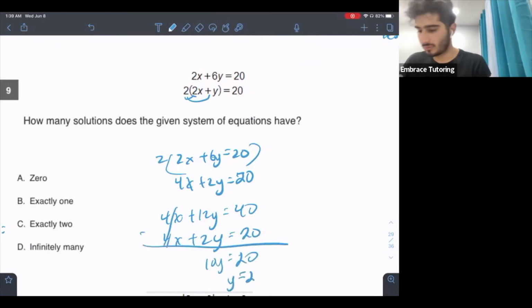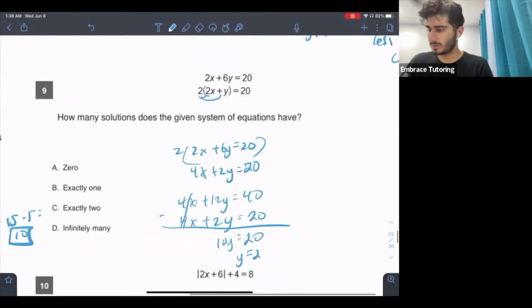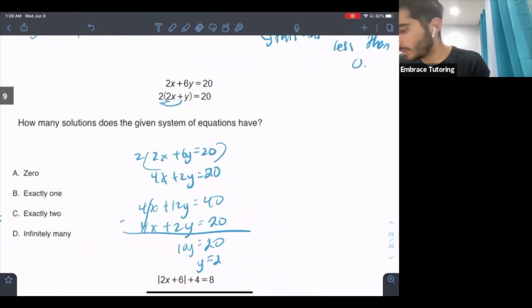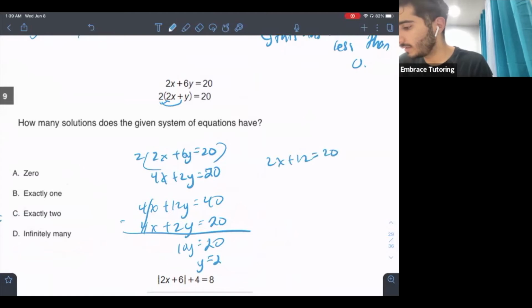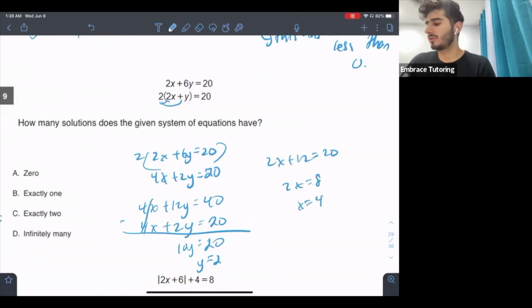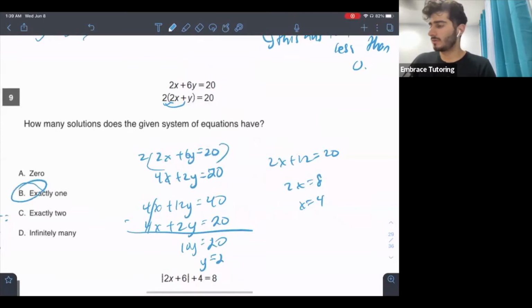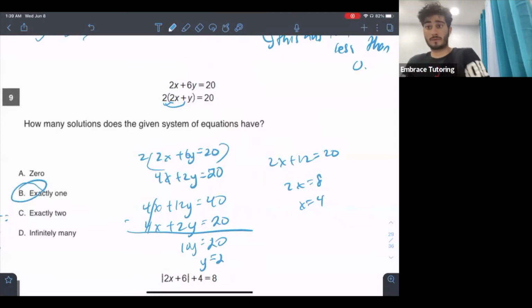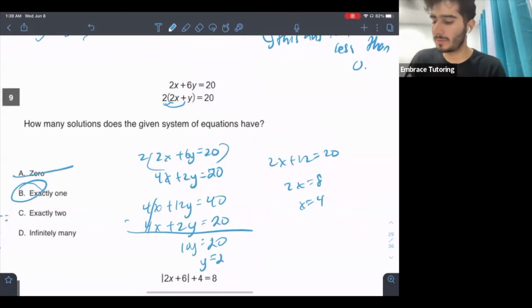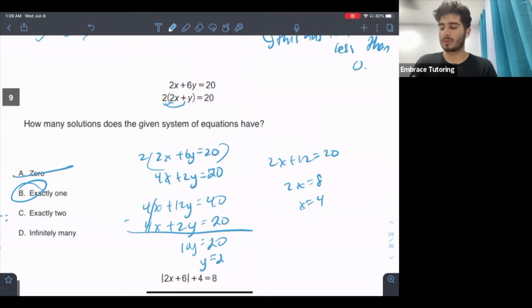You get y is equal to 2, right? And so if y is equal to 2, you can solve for x. You get 2x plus 12 is equal to 20, 2x is equal to 8, x is equal to 4. So there's only one solution. It won't be 0 because none of the variables cancel out improperly. It won't be infinitely many because they're not the same equations, and they don't intersect at 2 points if you were to graph them.